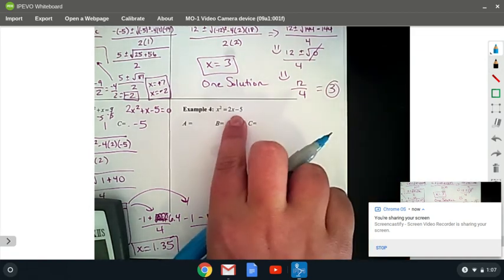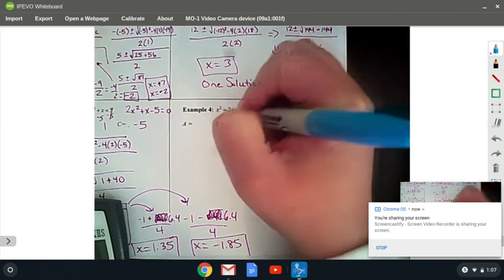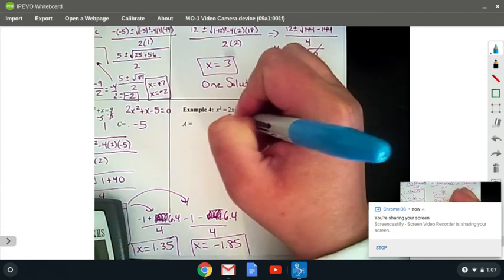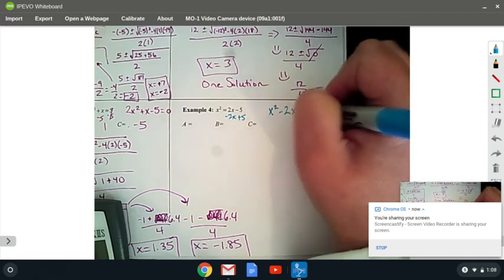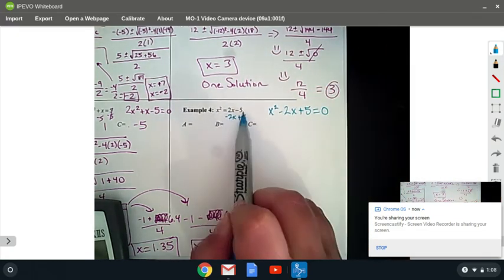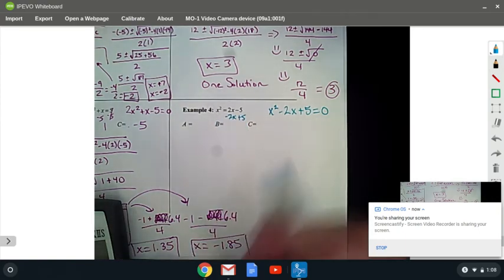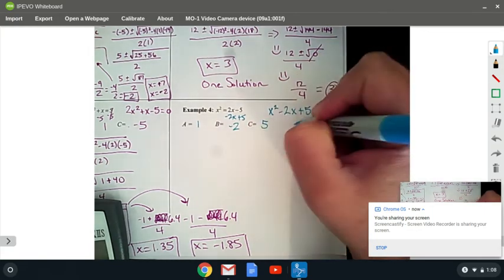So first, I got to get everything on one side and set equal to 0. So I'm just going to subtract that 2x and add that 5 to move it over. That's going to give me this equation when I move everything over. So I'm moving that over here and that over here. Now my A is 1, my B is -2, my C is 5.